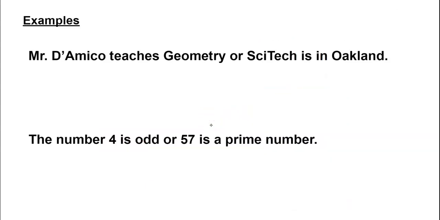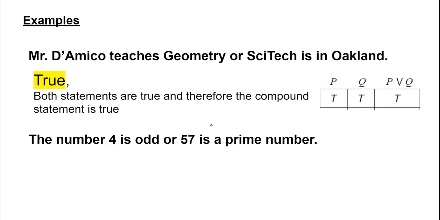Mr. D'Amico teaches geometry or SciTech is in Oakland. If we're thinking about both of those statements, Mr. D'Amico teaches geometry is definitely true, hence why I'm making this video for you. SciTech is in Oakland, clearly. Some people, after that activity, talked about there being a SciTech in New York as well and in most major cities, but the one we're referring to is definitely in Oakland. So this is a true disjunction. Both statements are true, therefore the compound statement is also true. And there is our little truth table to help us out.